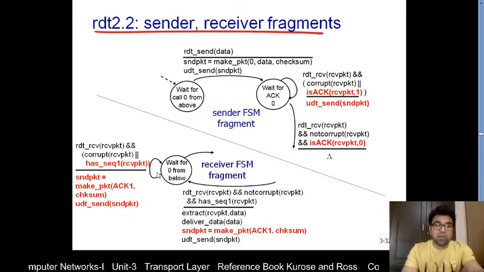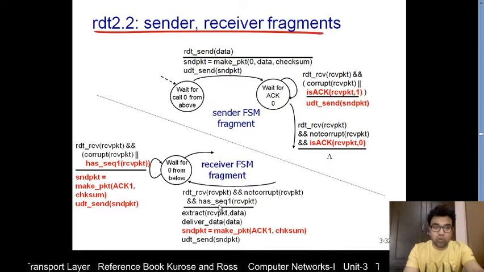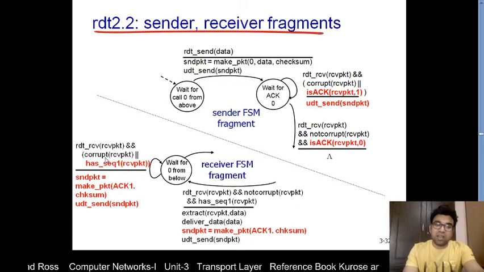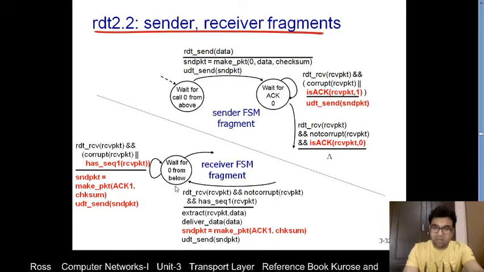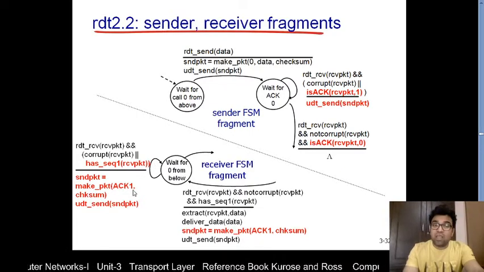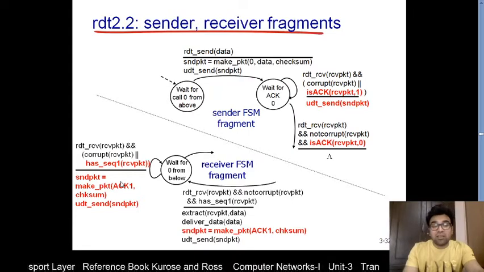If our receiver is waiting for segment number 0, then two possibilities are shown over here. The first is if the received packet is corrupted or it has sequence number 1. That means either it is corrupted or it has sequence number 1, which is not expected over here. This receiver is expecting segment number 0, but it receives segment number 1 or a corrupted packet. Then in that case, our receiver will create a packet with acknowledgement number 1, which is the acknowledgement of the last correctly received packet.